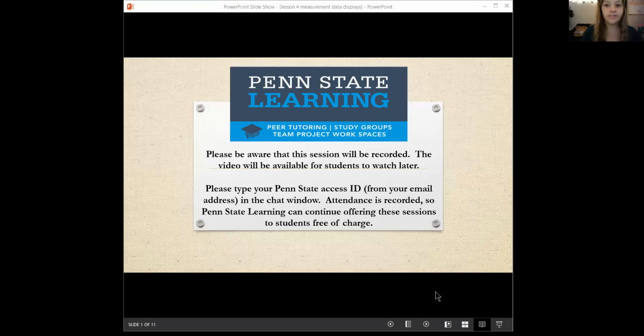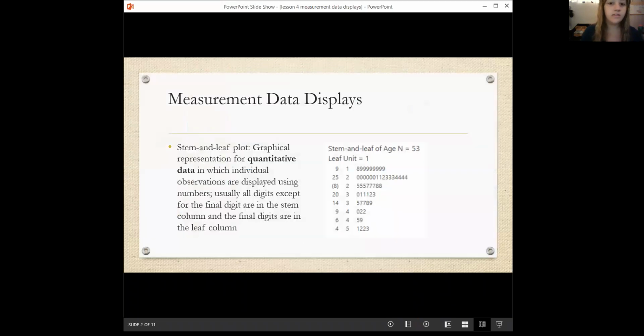Alrighty, so we are going to do lesson 4 this week. We're talking about measurement data, different ways to display it. We're also going to talk about different ways that you can describe it. So first, let's just kind of talk about the different ways that you can display measurement data.